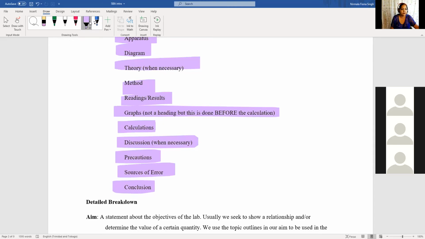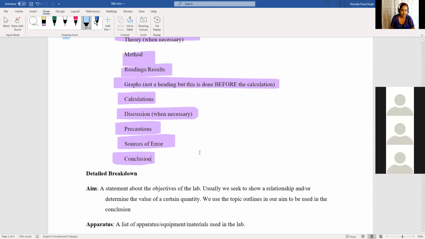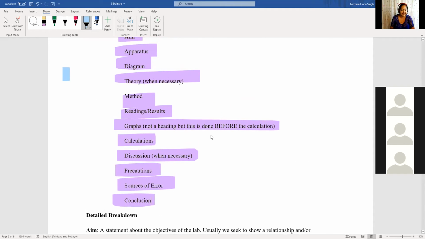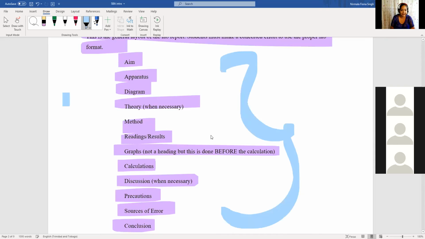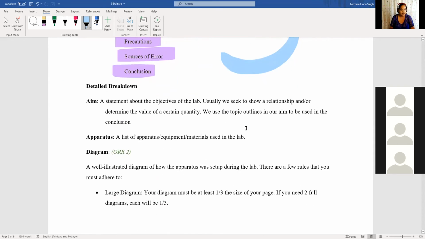Your labs must follow this layout exactly every time you do a lab. And again, I do write all the spacings and the headings on the board, so all you have to do is just follow them. Detailed breakdown. This is a detailed breakdown of what all of these are. We're going to go through that now.